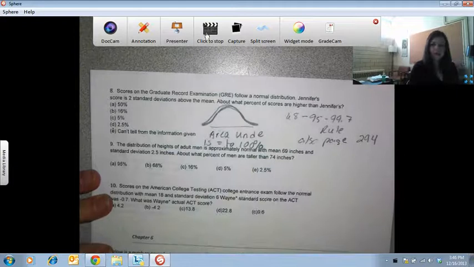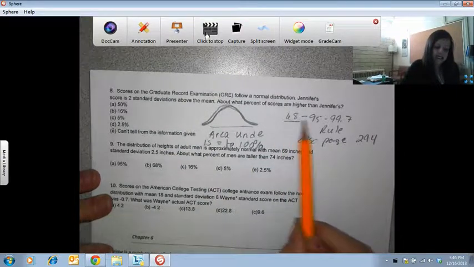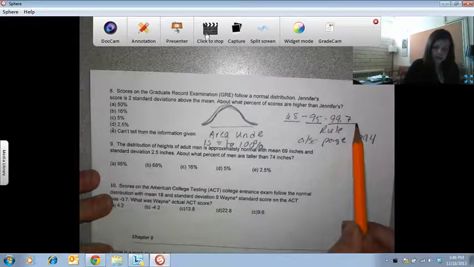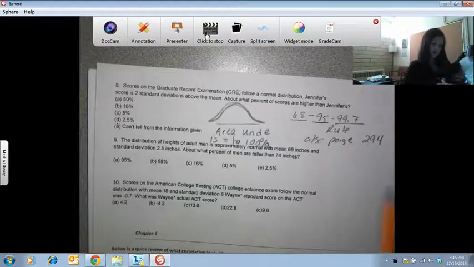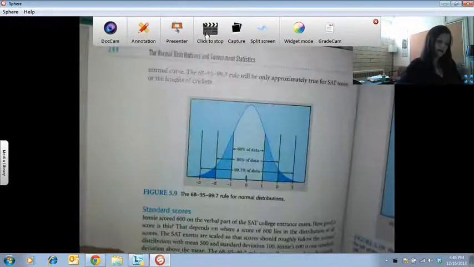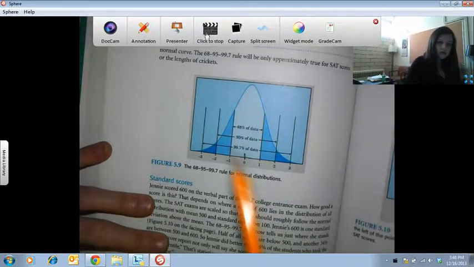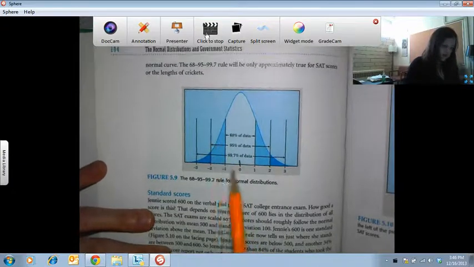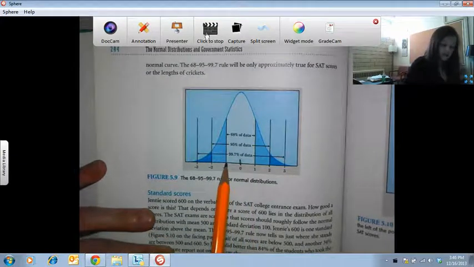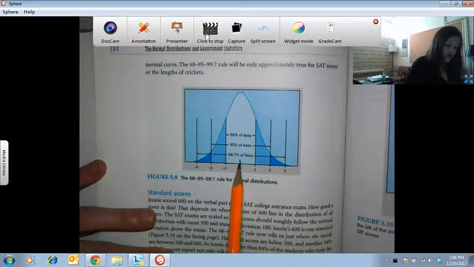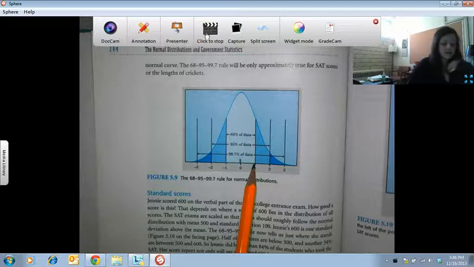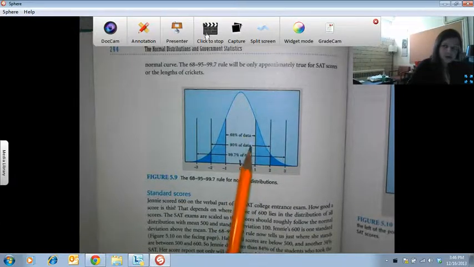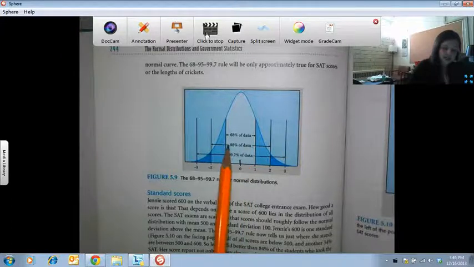Okay, and we're going to use the 68, 95, 99.7 rule from page 294. I'm going to put it in front of you, which says the scores that are in between -1 standard score and 1, so 1 standard score below the mean and 1 standard deviation above the mean, all of this light blue color here, that's going to be 68% of the data. Most of the data is going to fall here.